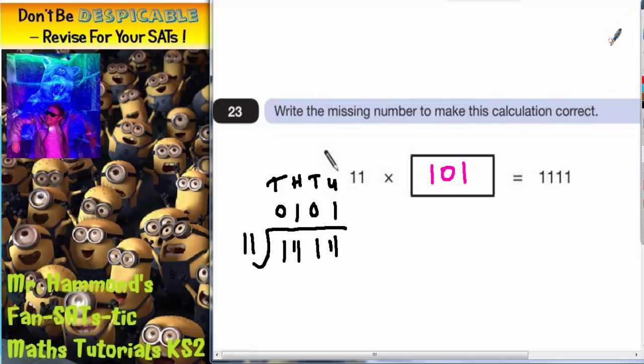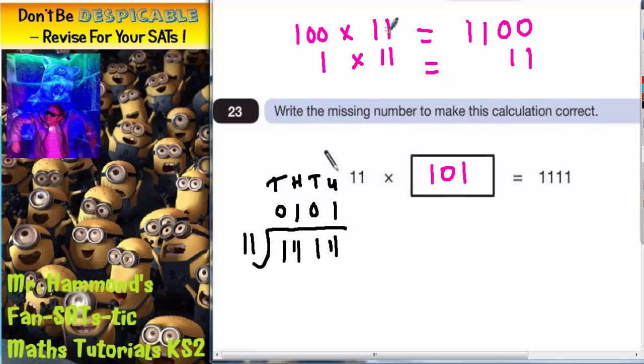Another way you could do it is to say, well, actually, I know that 100 lots of 11 would be 1100. But this is an extra 11. So it's an extra 1 lot of 11. So 100 lots of 11 is 1100. 1 lot of 11 is 11. So I've got 100 lots plus an extra 1 lot. And 100 lots plus an extra 1 lot is 101 lots. So that's another way you could do it.